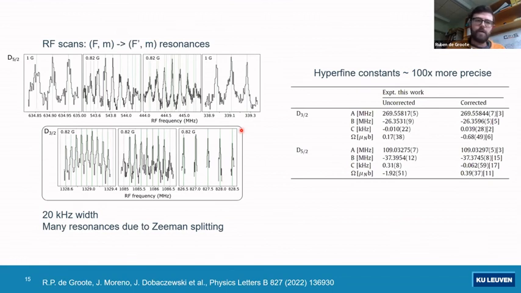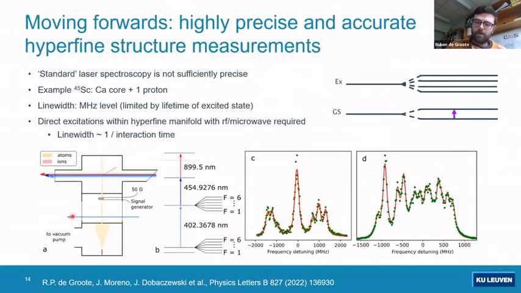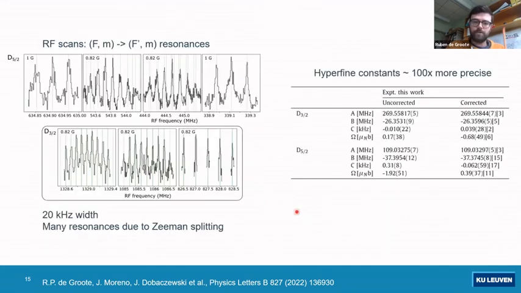Rather than going into the detail of how such a measurement is performed, let me just skip ahead to the conclusions. You see some of these spectra here. The thing you should note is the width of these individual transitions. They're about 20 kilohertz wide. If I go back to the previous slides, the conventional laser data is more like 50 to 100 megahertz. So this is about 3 orders of magnitude more precise. And this, of course, translates into a considerable improvement in the hyperfine constants as well.